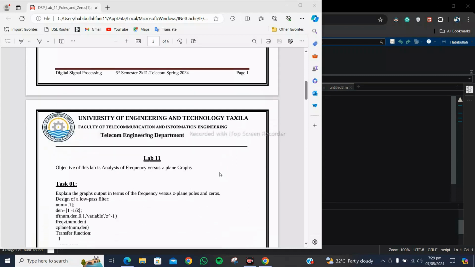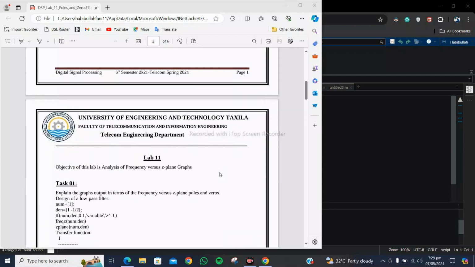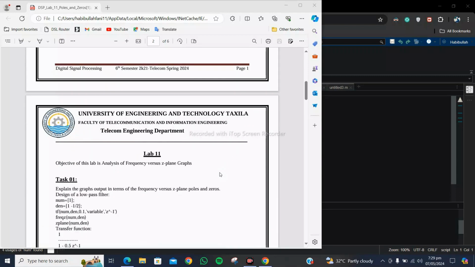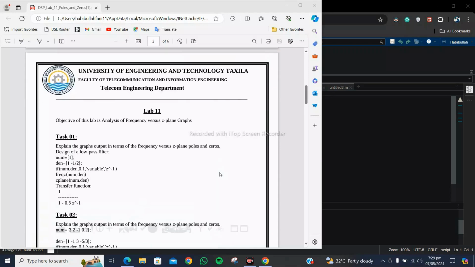So first we define what poles and zeros are. As we know, when we have a transfer function with Y of X and X, the denominator is called poles and the numerator is called zeros.